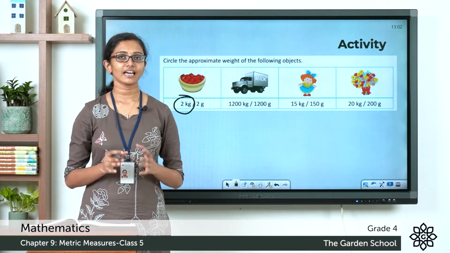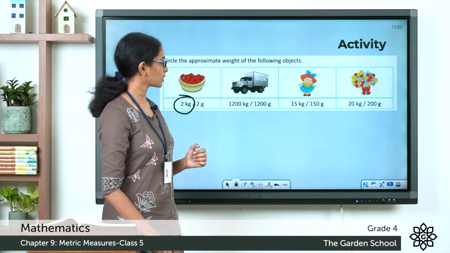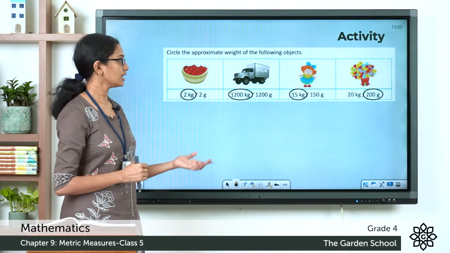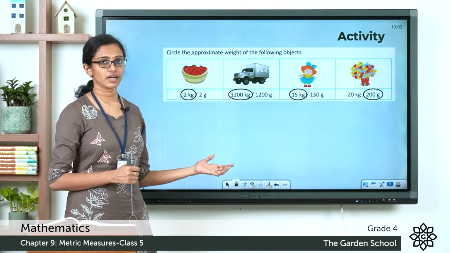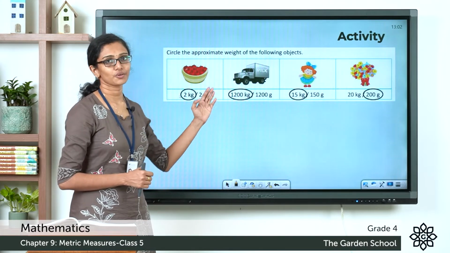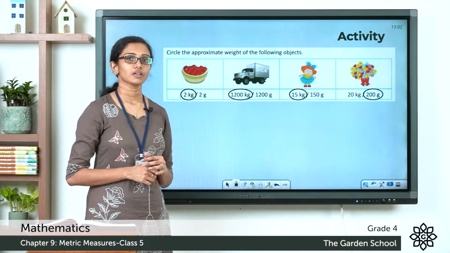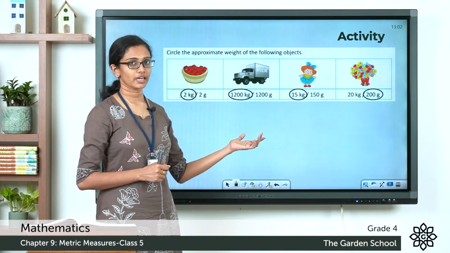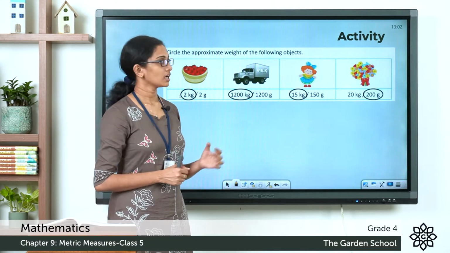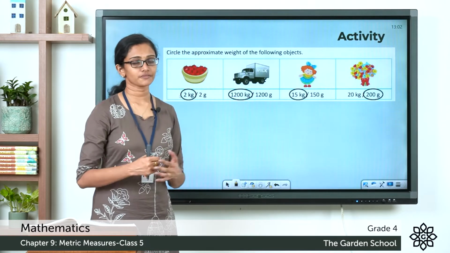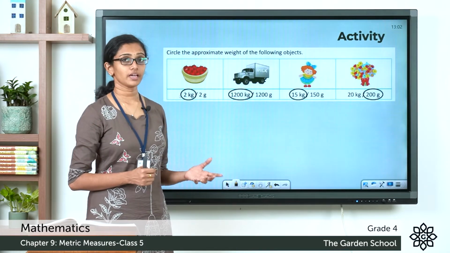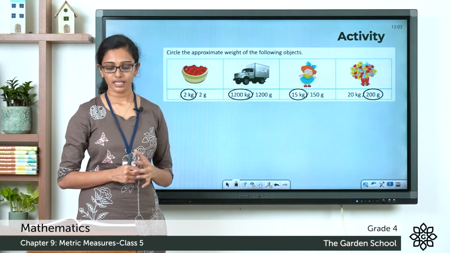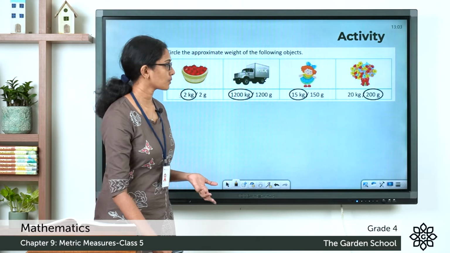Hope you are done with that. Now, let's discuss the answers one by one. The first one we have already seen. It is possibly 2 kilograms there. And the second one, you have got a milk truck. It would possibly weigh 1200 kilogram. And the third one, you can see the picture of a small girl. She would possibly weigh 15 kilograms. Now the fourth one, you have got a bouquet of flowers there. It would possibly weigh 200 grams. So I hope you got the answers correct.